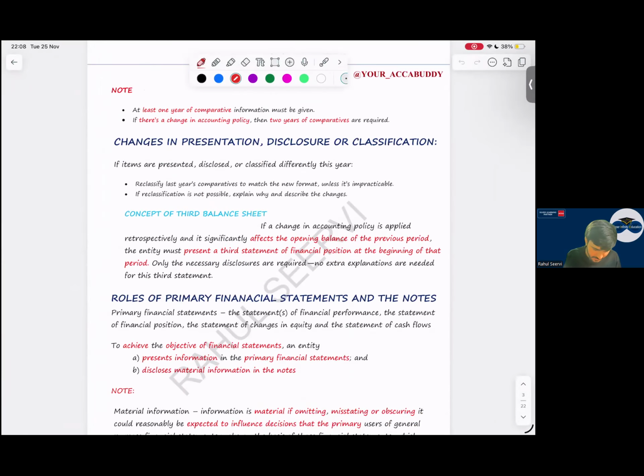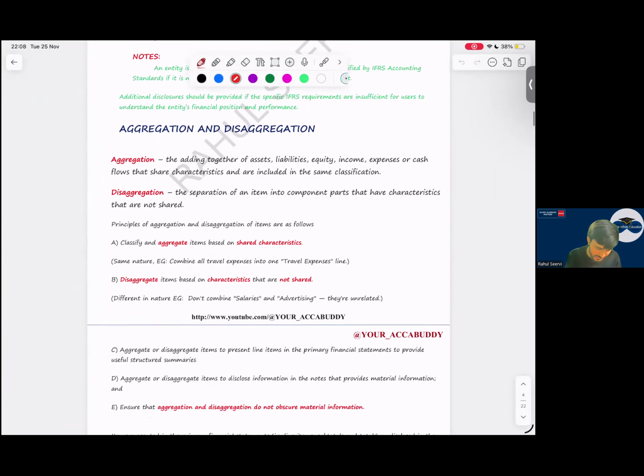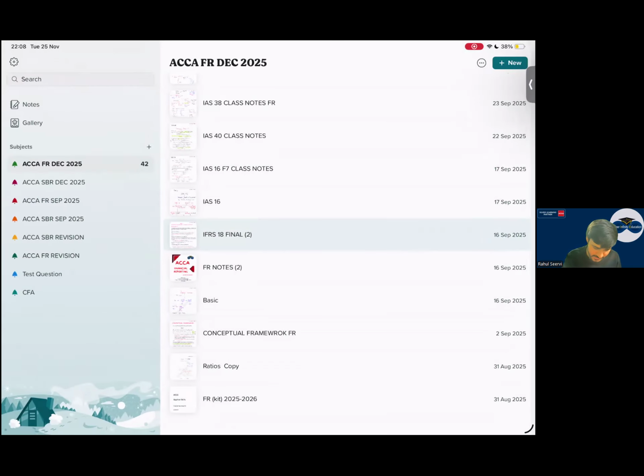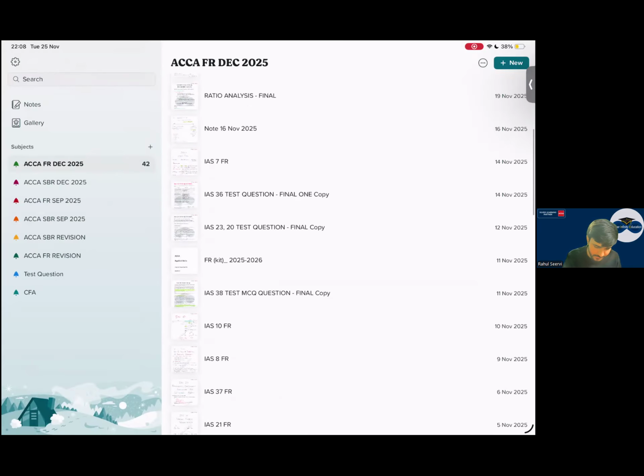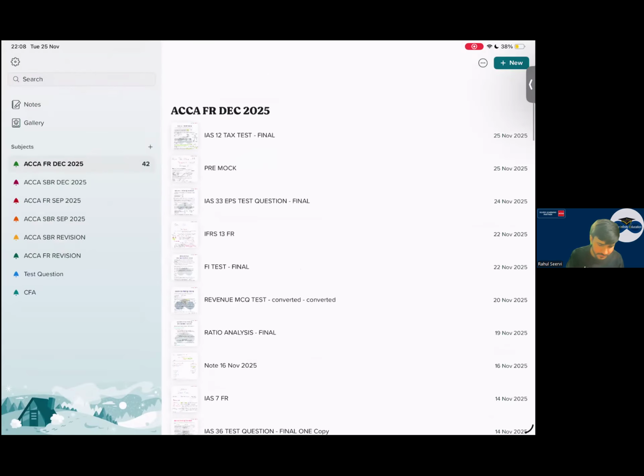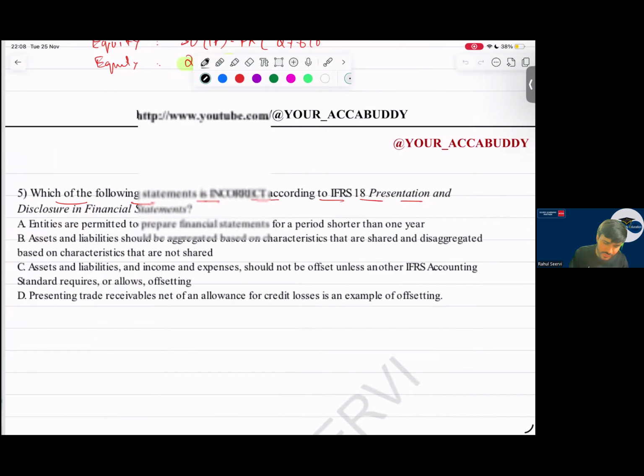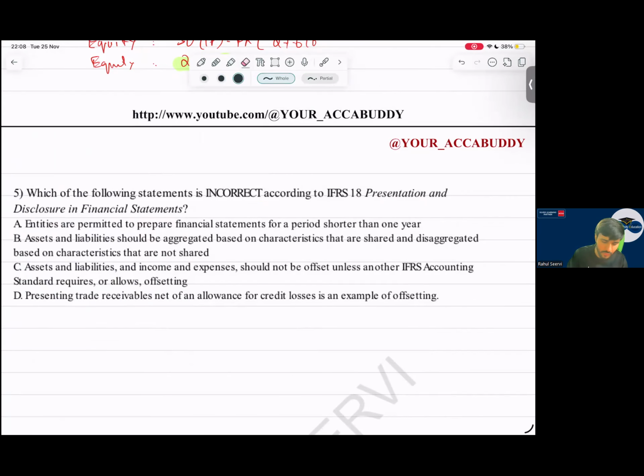See, as I mentioned, the important part was what? Aggregation, disaggregation. So same thing. Let us see which topic the question is regarding. Let us read. And I mentioned, let us use the elimination method technique to do this question. Which of the following statements is incorrect according to IFRS 18? Okay, incorrect. It should not be correct. Okay, sir.